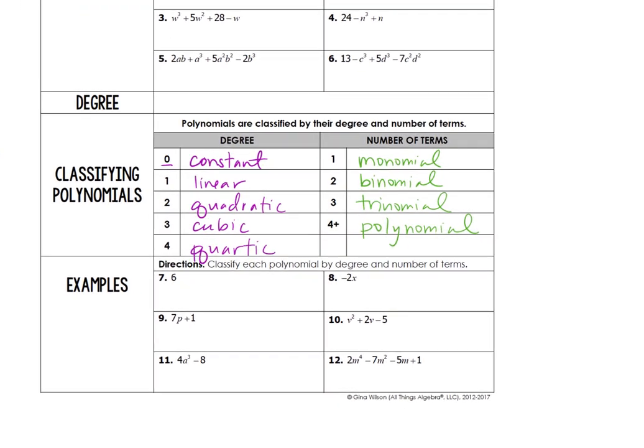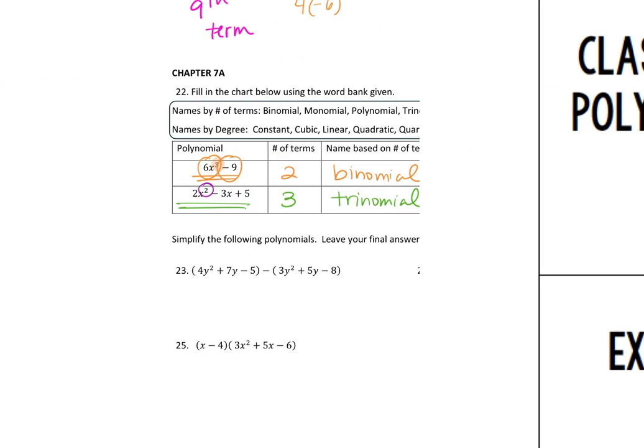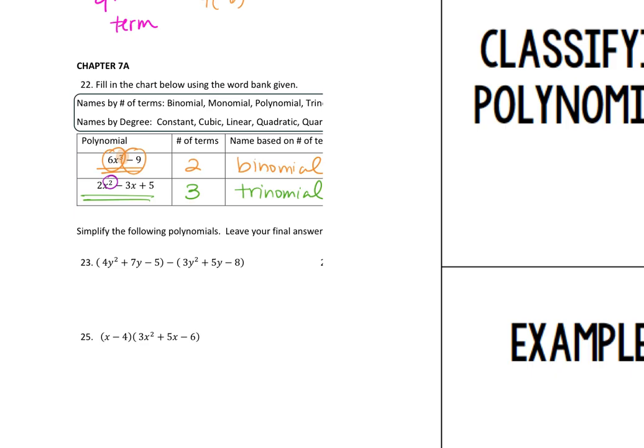Can I go away from that? It's in your notes. This is your 7A notes. All right. Last couple here.